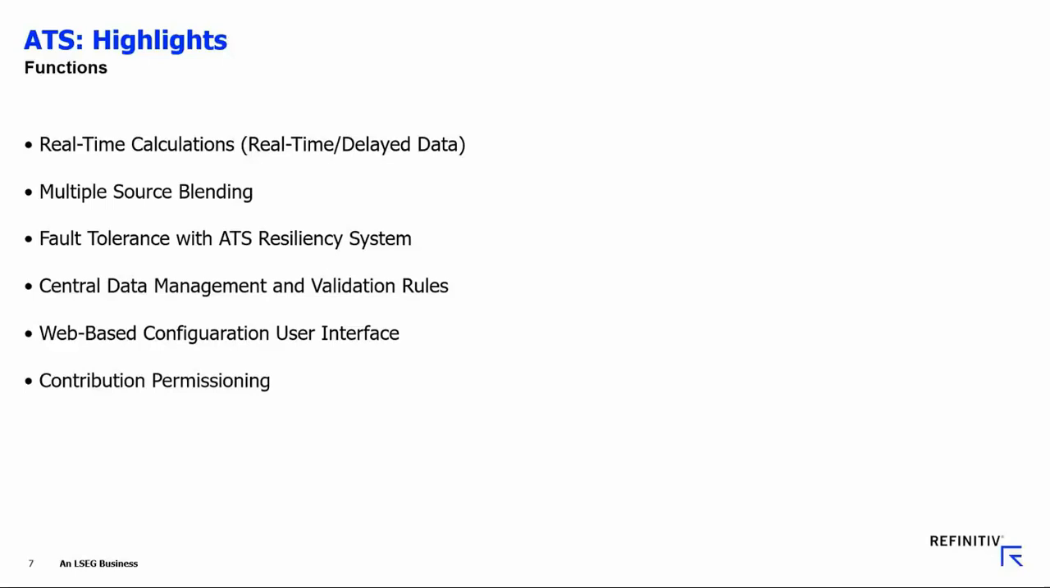ATS also offers a web-based configuration tool called ATS User Interface, the UI, for users to create, modify, and specify access rights over ATS records and models. And lastly, contribution permissioning gives you the ability to control user access down to individual record via DAX. I will now hand it over to Brad to go over the ATS roadmap with recent and upcoming deliverables.